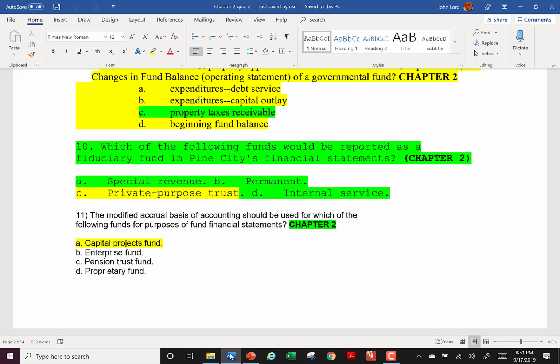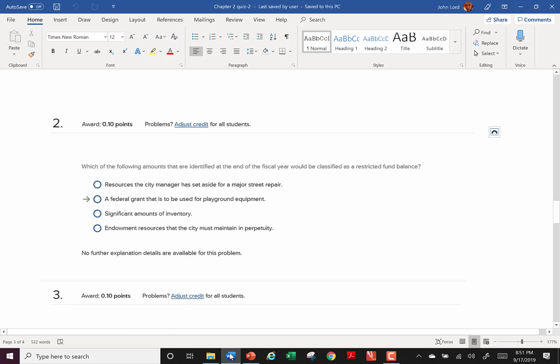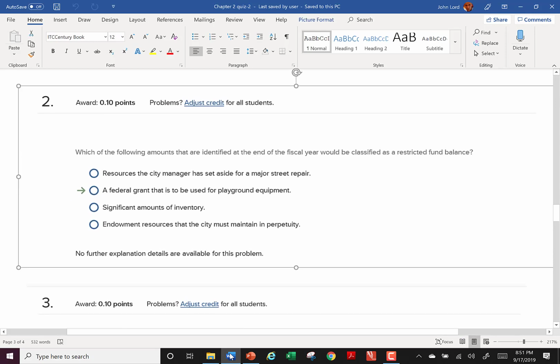Okay, good. Number 2 here, the numbering's messed up. Don't worry about that. I took this from the Connect homework. Which of the following amounts are identified at the year end as restricted? Resources that a city manager decides how to use? That's assigned, isn't it? Okay.